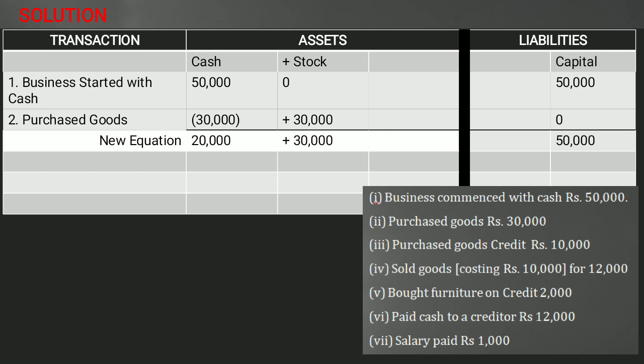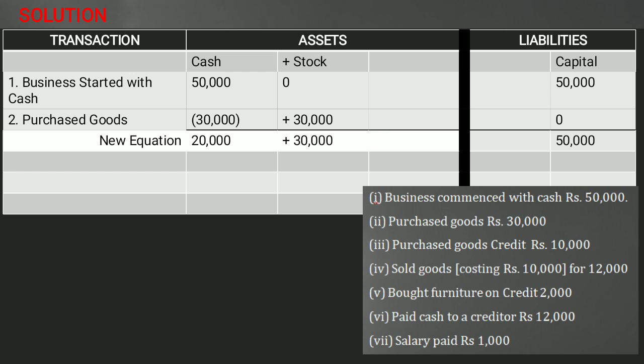So we can check the total of the asset side. The total of the asset side is 50,000. 20 plus 30 is equal to 50,000, which is equal to the total of the liability side, which is already 50,000. So after the first and second transactions, we have to find our new equation and verify it. So the total of the asset side is equal to the total of the liability side.